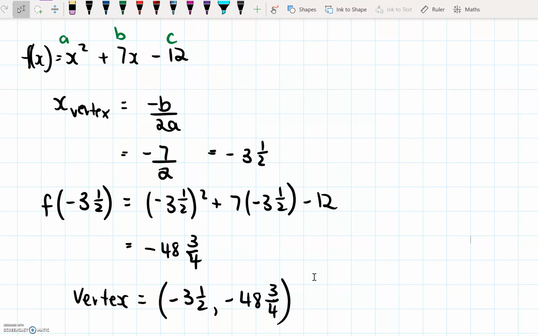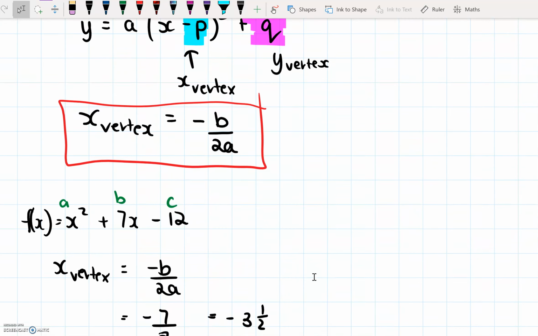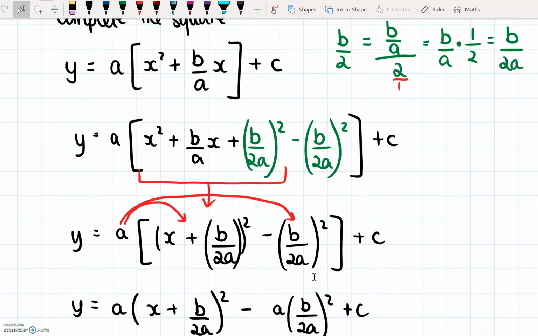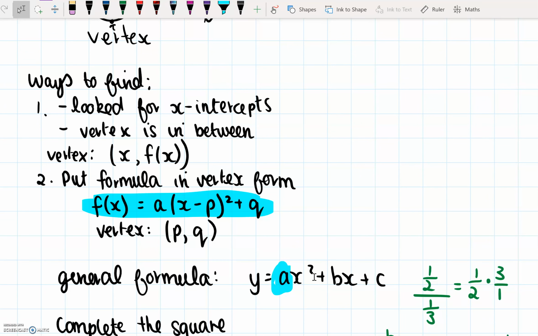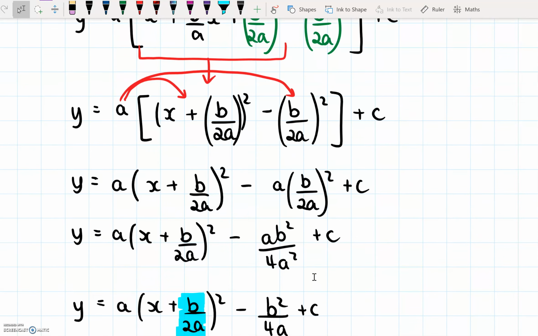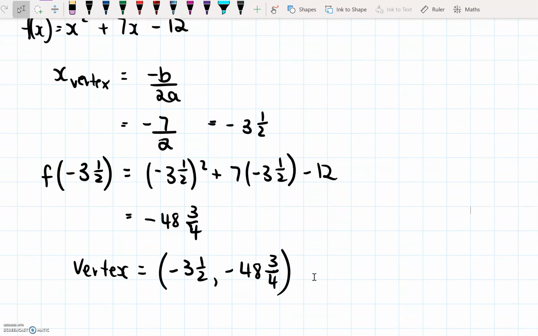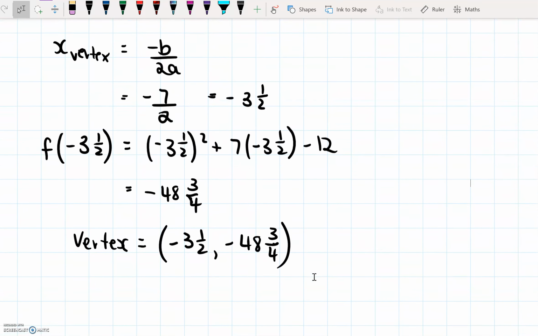This is now a much easier method for you guys to find the vertex of any parabola. That means these methods back up here, you don't need to worry about anymore. Okay, sometimes it's quite easy to look for the x-intercepts and find the vertex, but quite frankly, now that you know the formula, you can use it. So, enjoy!